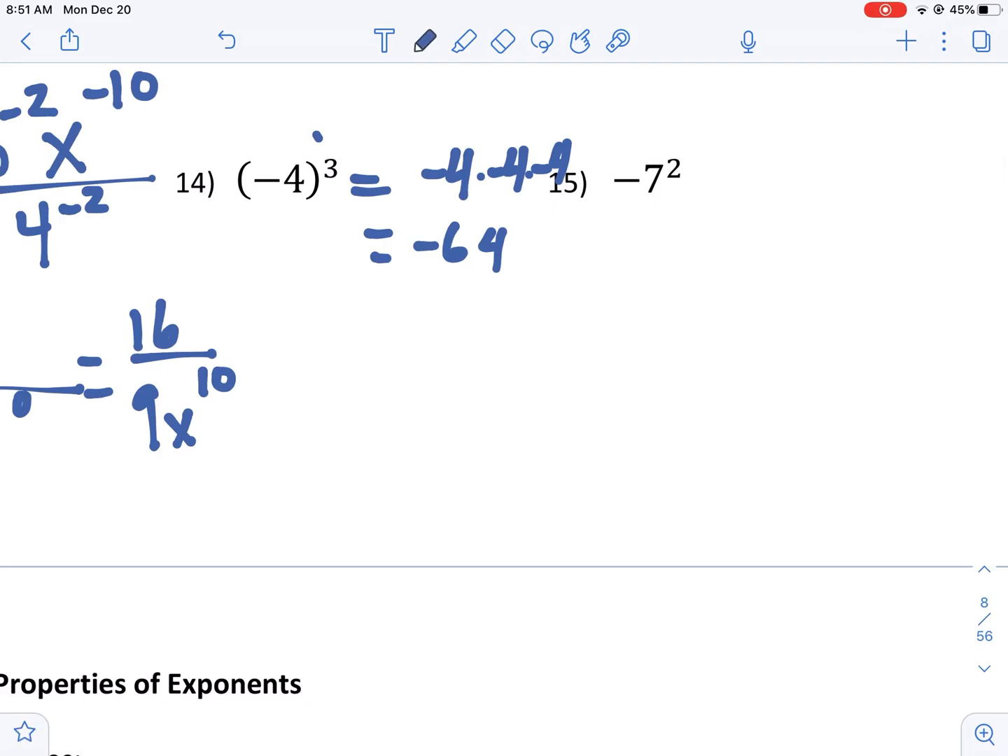And this last one, we have negative 7 squared. So negative 7 times 7. And that squared just goes with that. So we have negative 49.